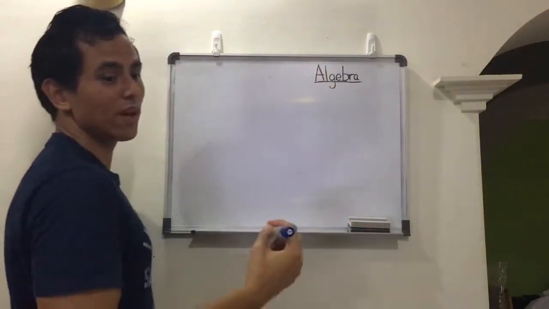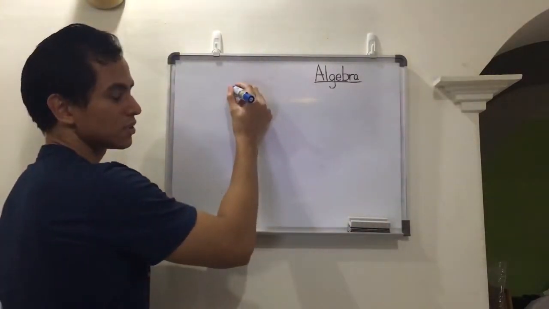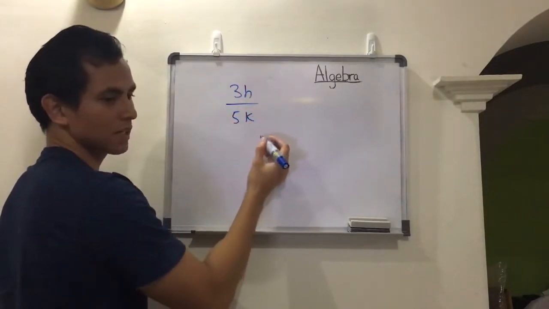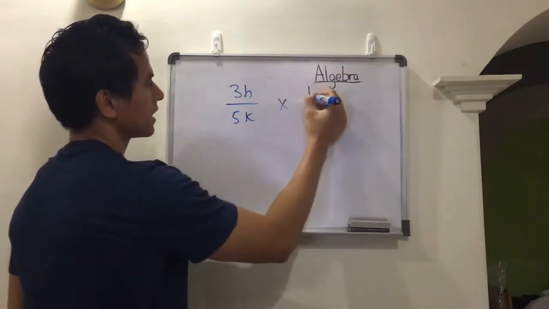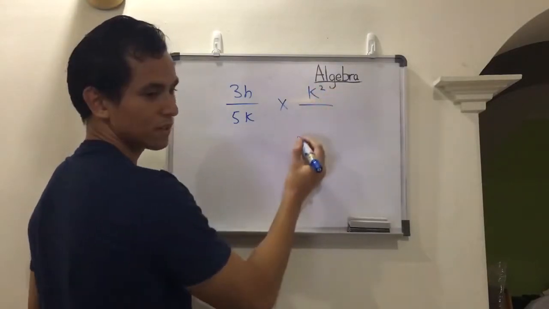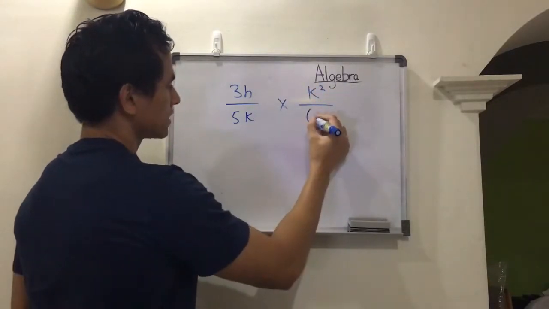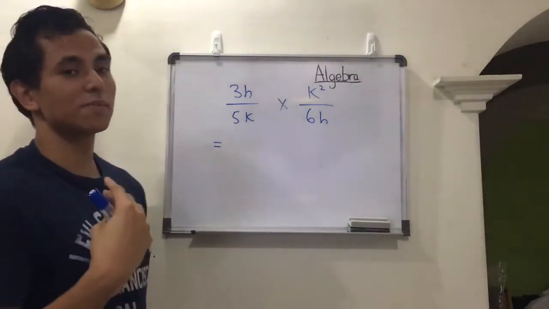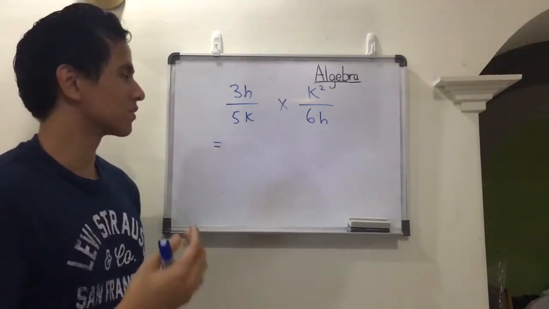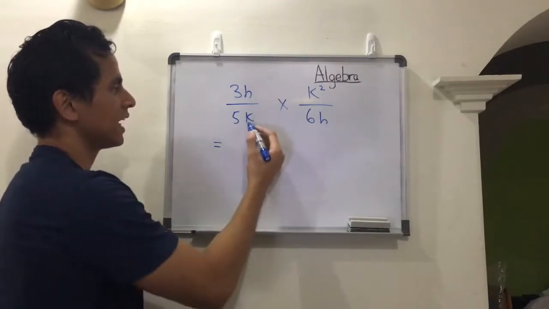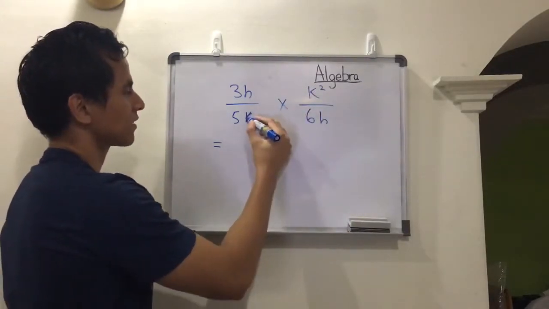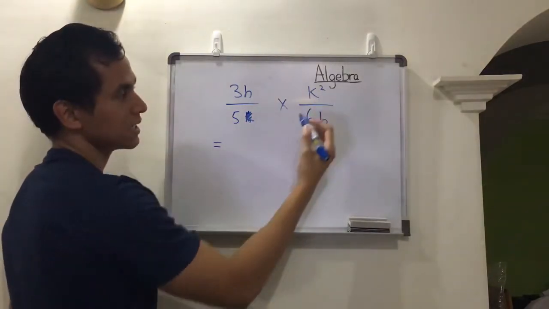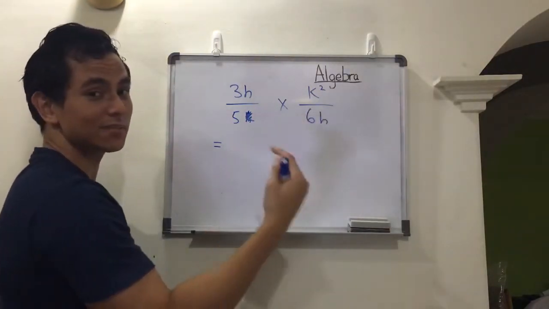Okay, so say we have this as our second example, 3h over 5k multiplied by k square over 6h. Okay, again, we have to remember our first example, recall from there, and we know that k here and k here, we can cancel. So I'm going to remove this k, and I'll remove the square here, because k square is just simply k times k.